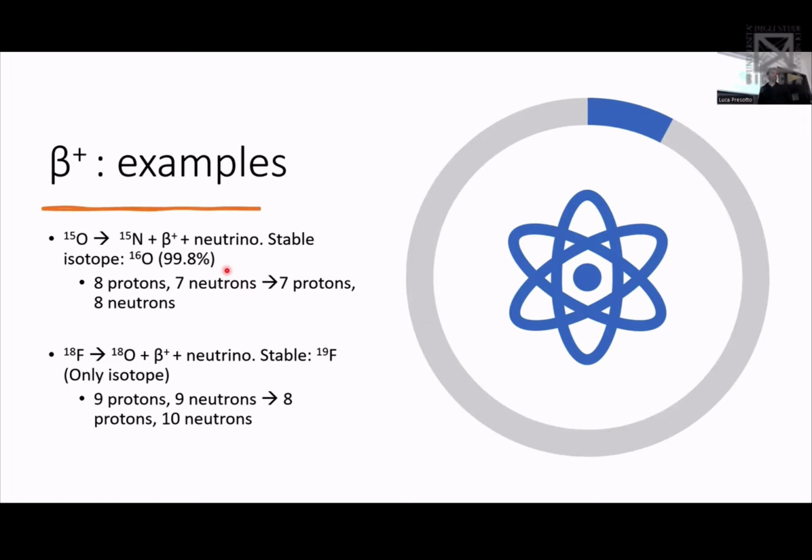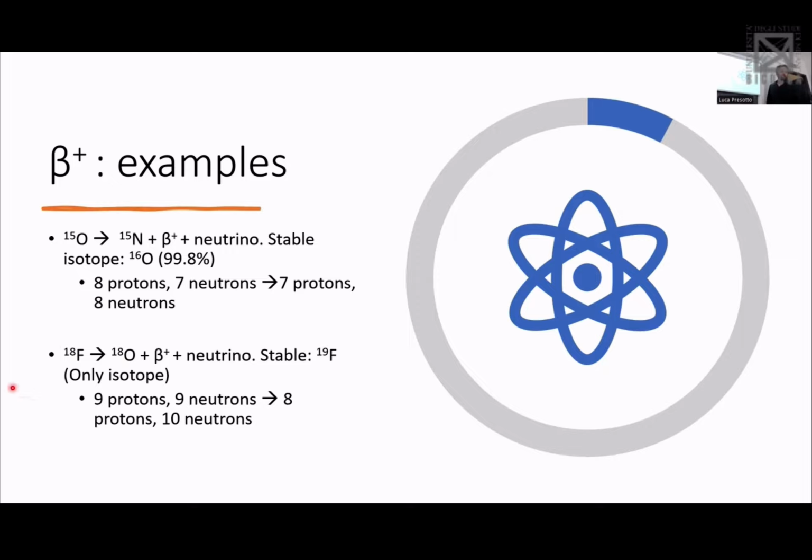Let's give some examples. If you have oxygen 15, normal oxygen has 16 elements in the nucleus. If you have only 15, the oxygen will decay into nitrogen with the same number of nuclear elements, still 15, plus a positron and a neutrino. While the stable oxygen has 16 elements in the nucleus, you go from 8 protons and 7 neutrons to 7 protons and 8 neutrons.